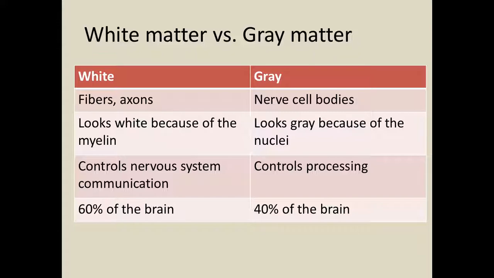White are the fibers and axons, while gray is the nerve cell bodies. They're a little darker because of the nuclei. The white is controlling communications, while the gray controls processing. Most of your brain is white, and 40% of it is gray.